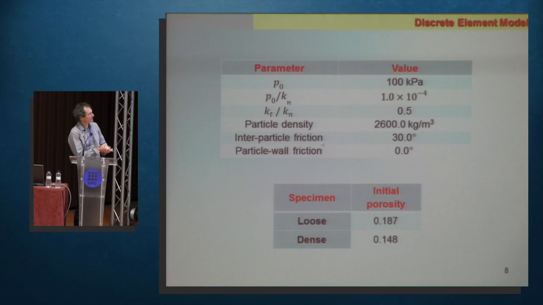Grains are assumed to be spherical. These are the parameters used during the simulation. More or less, we have 10,000 grains. And I am going to consider 2 specimens just to analyze the influence of the initial porosity, a loose one and a dense one.